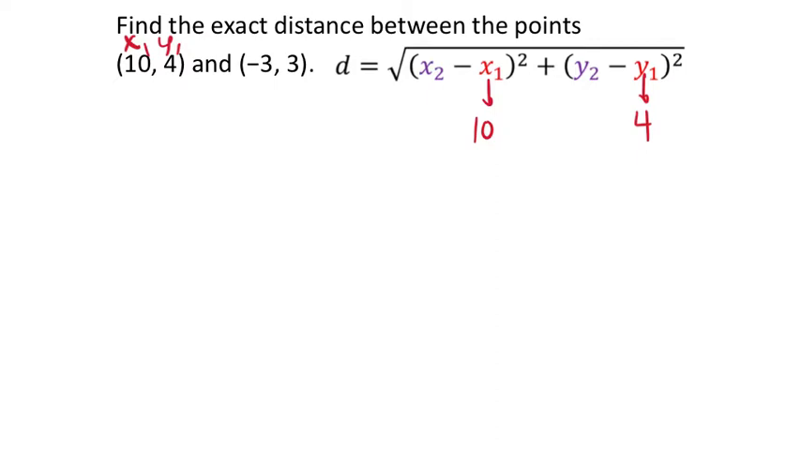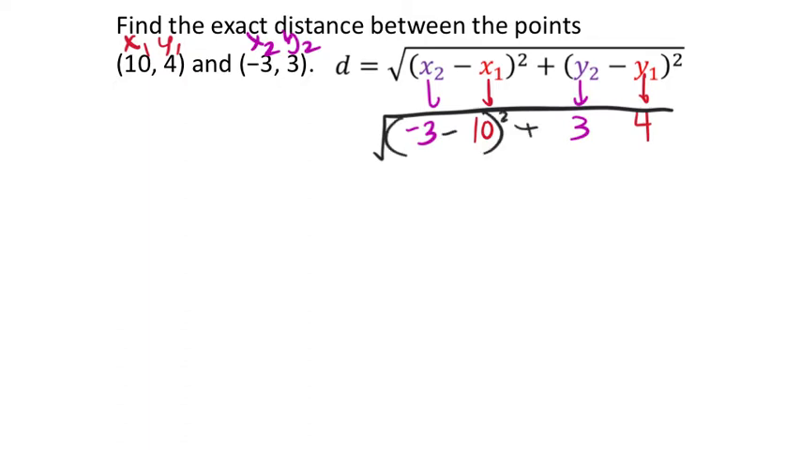And then we have x2, y2, which I'll do in purple. So the x2 is negative 3. The y2 is 3. Now I'll just fill in everything else. And in fact, all this stuff, you can put directly into the calculator as is.